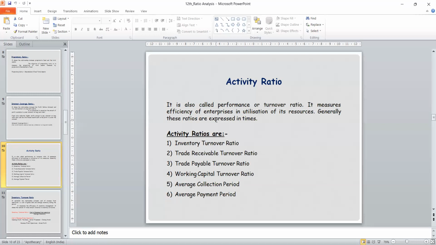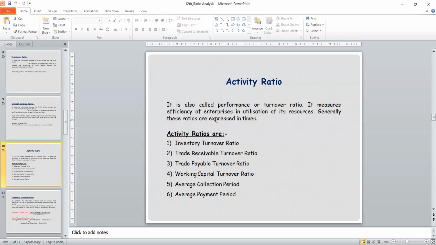So it is also called performance or turnover ratio. It measures efficiency of enterprise in utilization of its resources. Generally, these ratios are expressed in times. Now, activity means whatever action, whatever work is done by the company. If it is doing anything, it is efficiently doing that thing or not. Means if you are selling your inventory, then you are efficient in that or not. You are converting your inventory into sales or not.